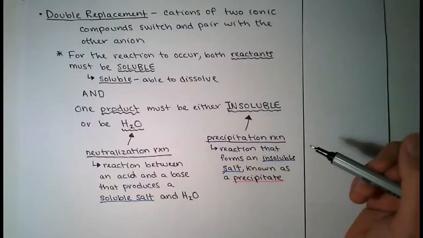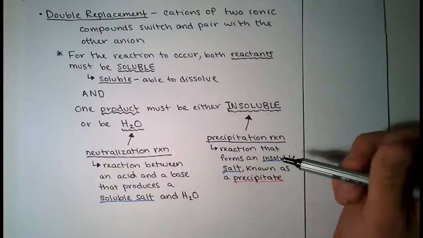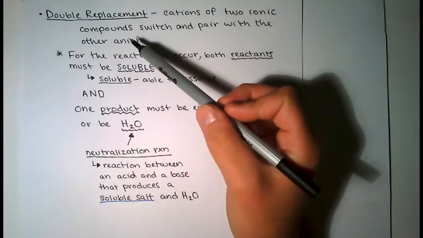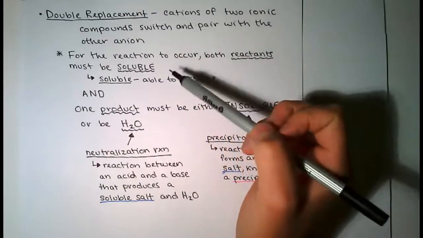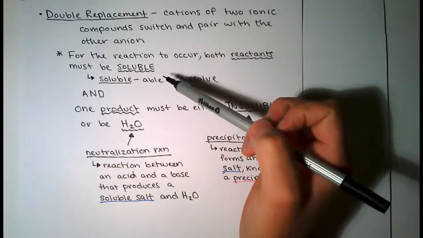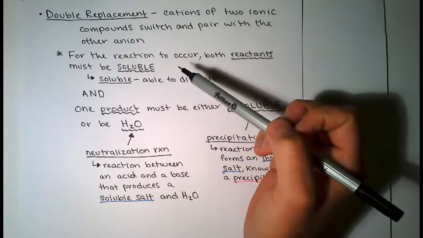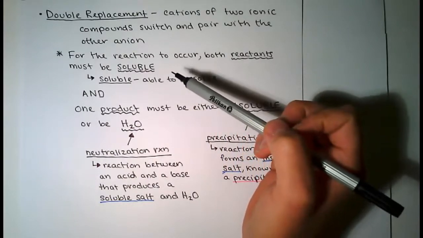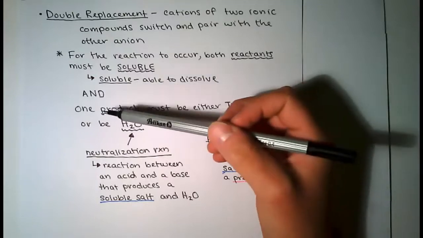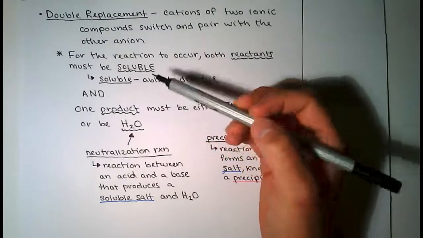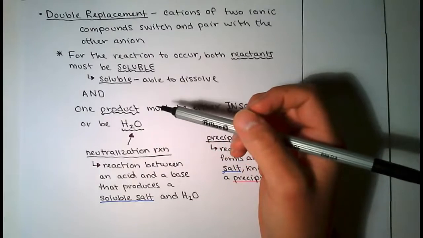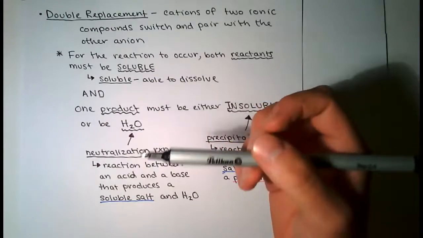Next, we're going to talk about double replacement reactions. A double replacement reaction occurs when the cations of two ionic compounds swap and pair with the opposite anion. So for a double replacement reaction to occur, there are several things that have to be occurring.